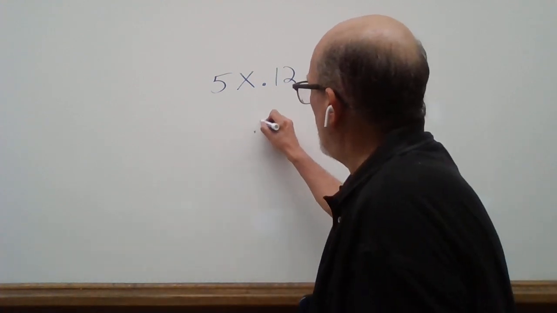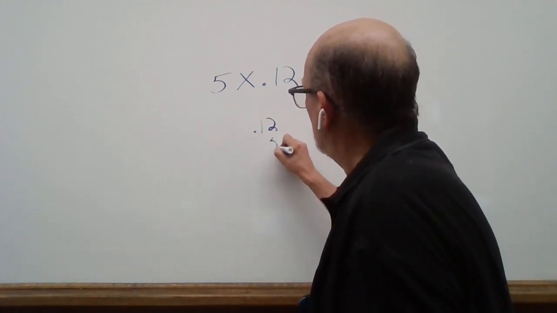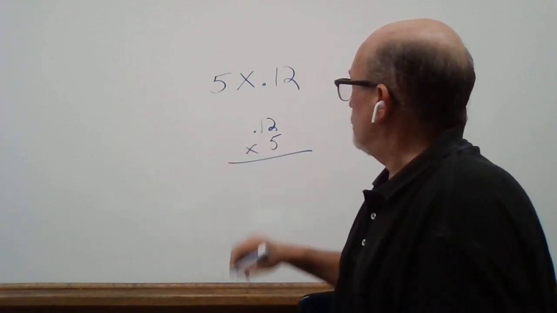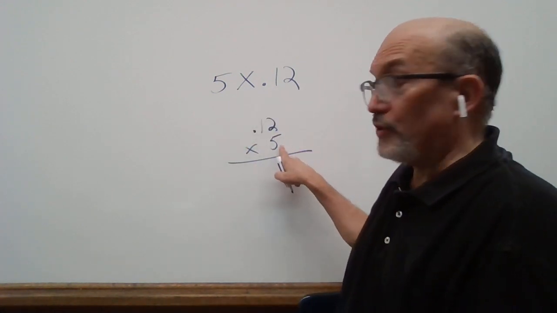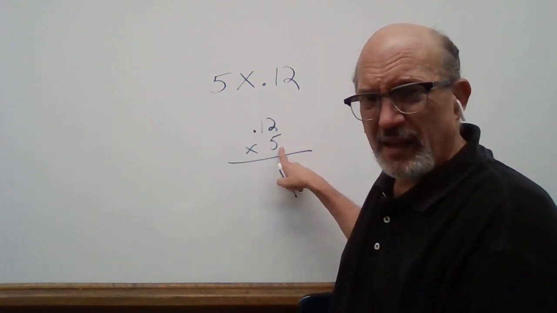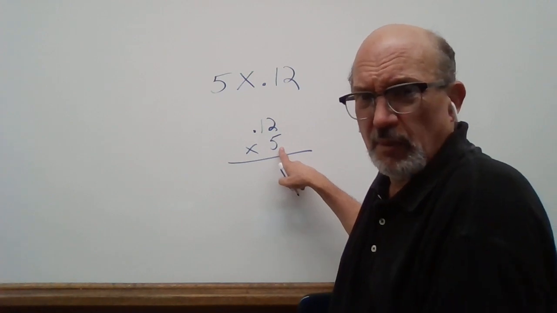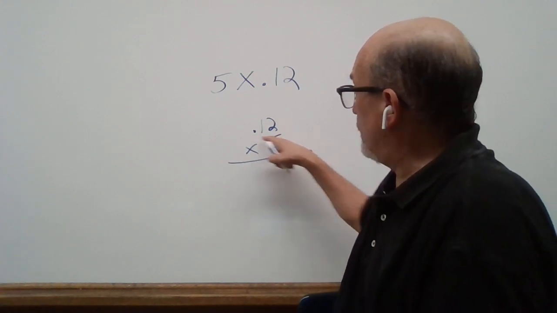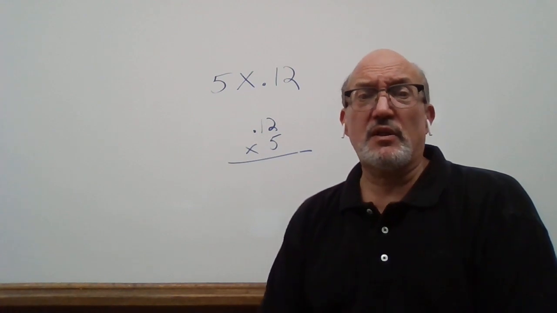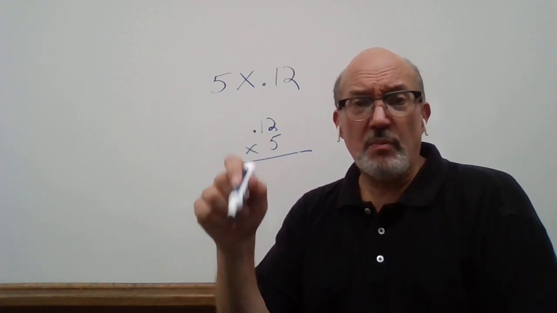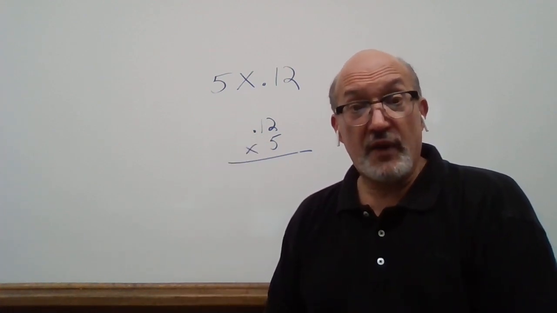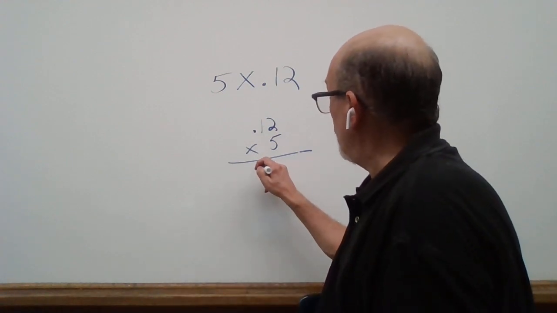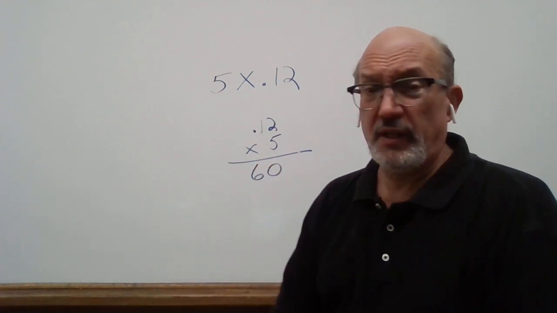So we can write this as 5 times 0.12 that way. Of course, the decimal point on the 5 would be at the end, if we had to place a decimal point, that's where it would be. And they're not lined up, but they don't have to be for multiplication. We pretend we're multiplying two whole numbers. We're going to do 5 times 12. 5 times 12 is 60.